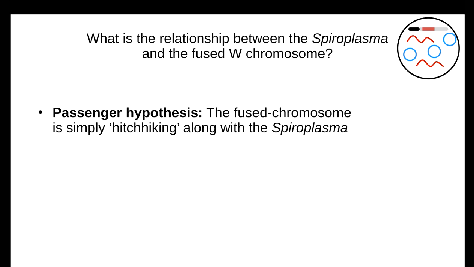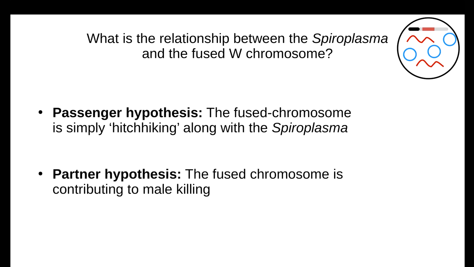The second hypothesis is called the partner hypothesis, and in this model, the fused chromosome is actually somehow involved in this male killing process. And if there's a benefit to male killing, then the spiroplasma and the fused chromosome are acting together to increase each other's fitness and spread together, kind of holding hands like partners in crime through this hybrid zone.